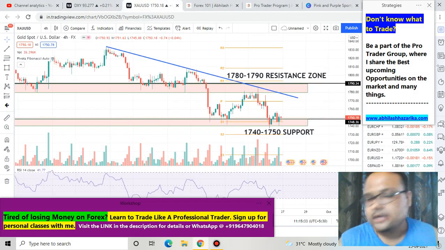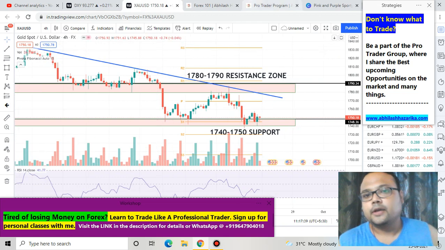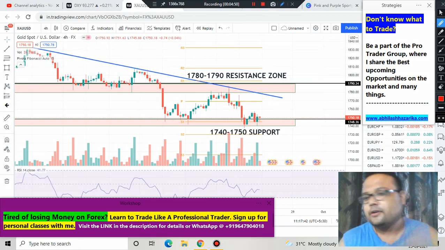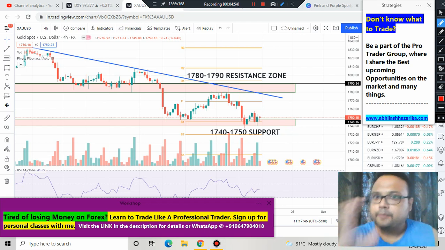So what should be the strategy for gold then? The strategy is simple. As I've already said, if you have already taken a long position on gold, then be on the trade. No need to do anything, with your stop loss below the 1740 level.